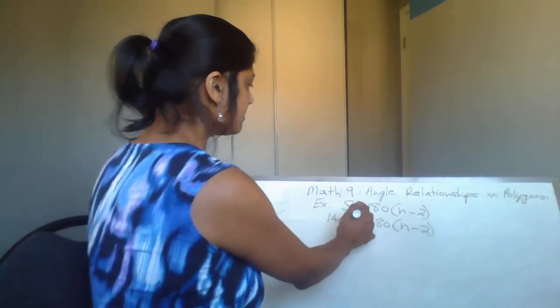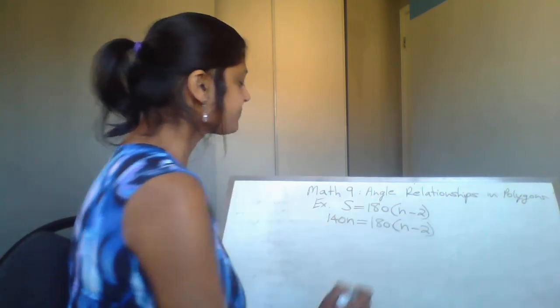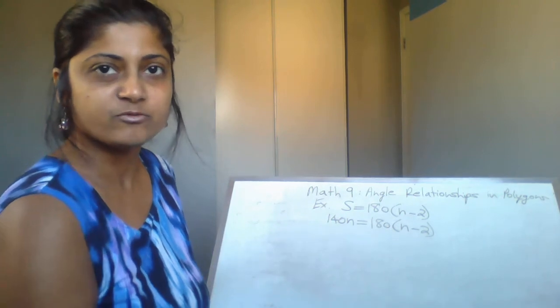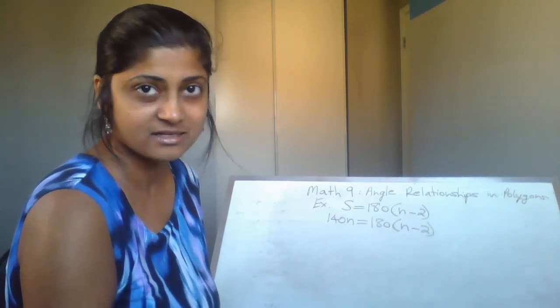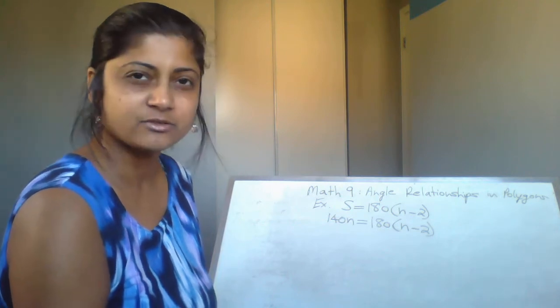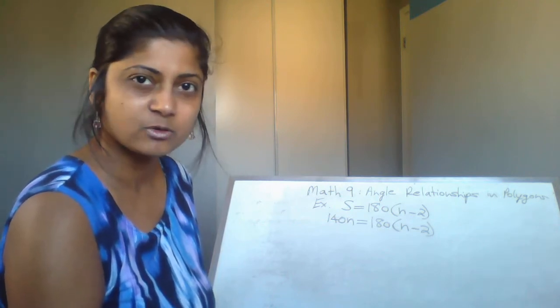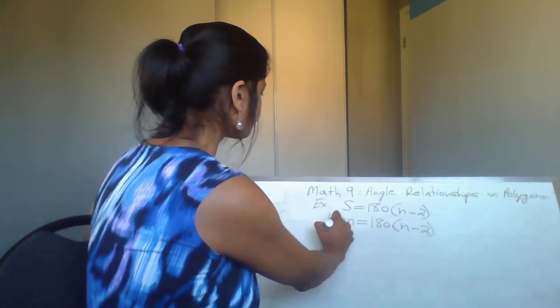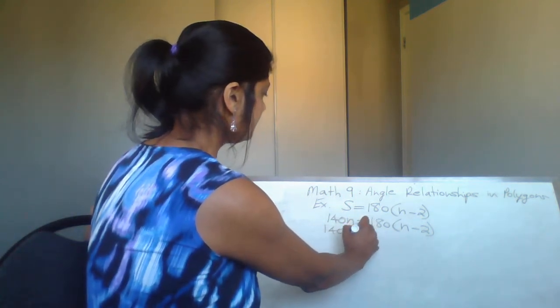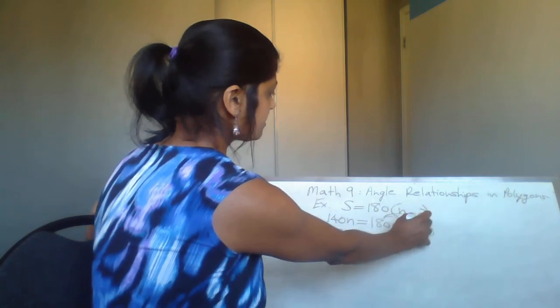So that's not the sum of all of the angles. I have to do 140 times n because I don't know how many sides this polygon has. So this is kind of a trick question. Make sure you are reading the question very carefully. All right, so what we're going to do here is 140n. We can just distribute this out here.